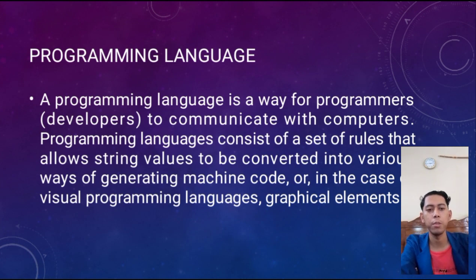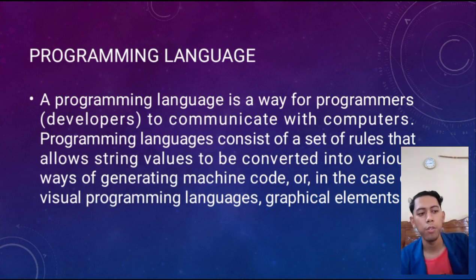Programming language. A programming language is a way for a programmer or developer to communicate with a computer. A programming language consists of a set of rules that allow string values to be converted into various ways of generating machine code, or in the case of visual programming languages, graphical elements.